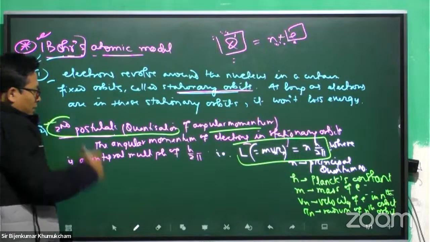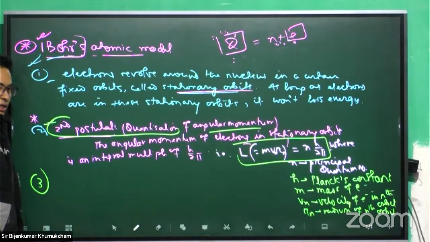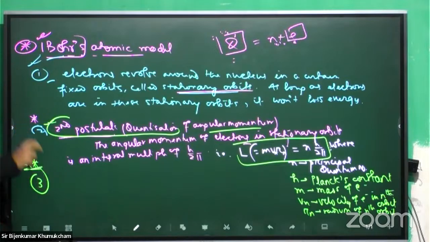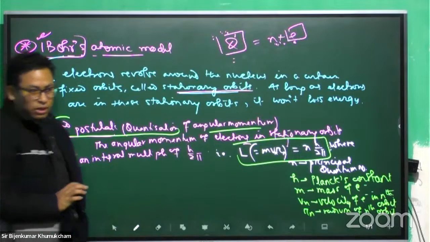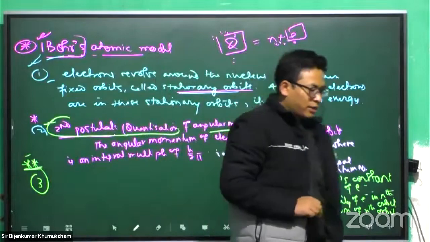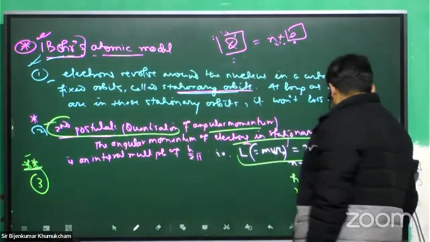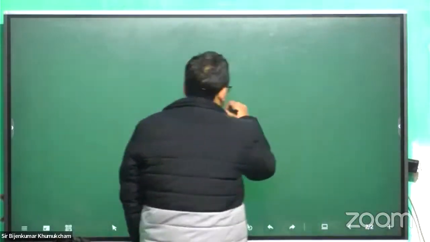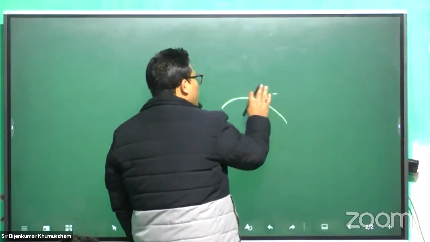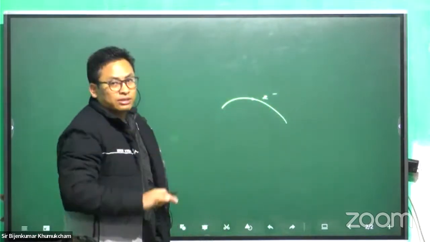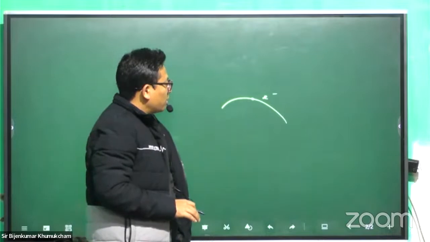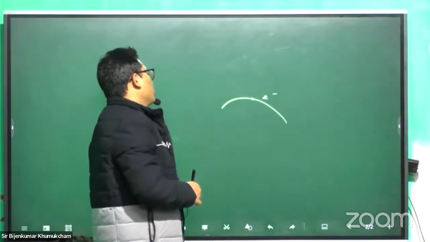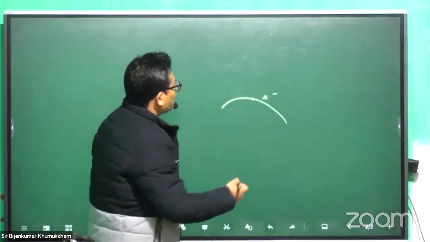The third statement is important, as we will solve most of our questions from this third point. Suppose an electron is in its stationary orbit without losing any energy.